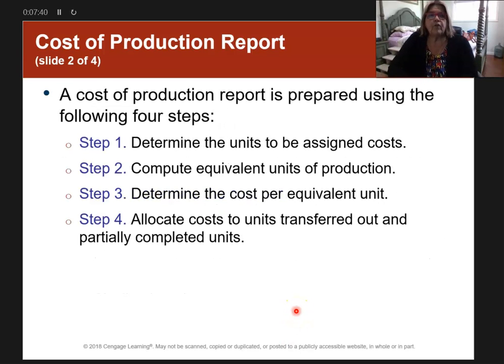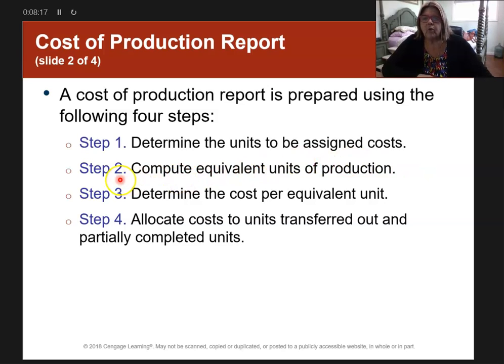There are 4 major steps, and we're going to take them very slowly. The first step is to determine the units to assign cost, because not everything will have to have cost assigned to it. Once we do that, we're going to do step 2, which is compute what I call EUP, which stands for equivalent units of production. When we do step 2, we're going to do it 2 separate ways: for only direct materials, and for only conversion cost. If you remember from previous chapters, conversion costs are direct labor and factory overhead.